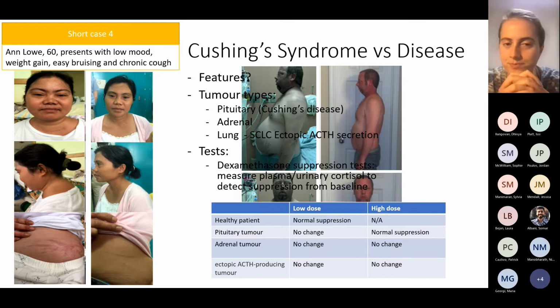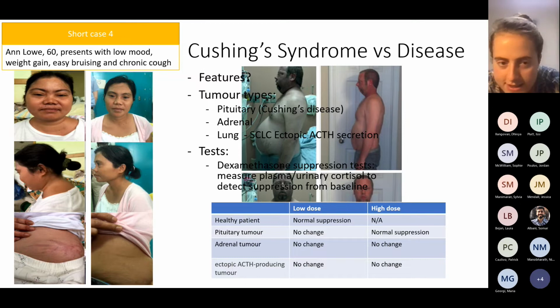Who knows which one is which? Yeah, good. Well done. So I guess you guys all clocked that it was Cushing's. I'm not going to go through the features of Cushing's, but yes, there are different types. Pituitary will be Cushing's disease, and adrenal and lung will be the other sources. So in lung cancer, small cell lung cancer is associated with ectopic ACTH secretion.